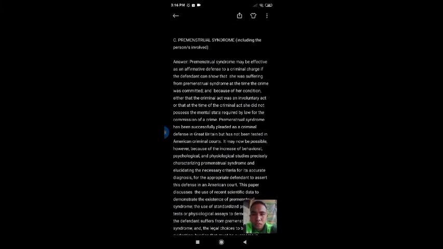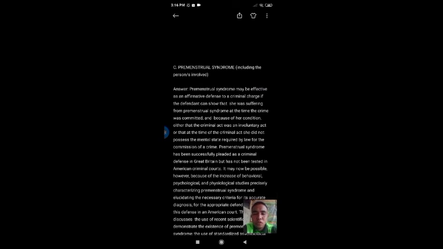Let's go for letter C, which is the premenstrual syndrome. Premenstrual syndrome may be effective as an affirmative defense to a criminal charge if the defendant can show that she was suffering from premenstrual syndrome at the time the crime was committed. So in this causation theory, it is the basis if the person is suffering from premenstrual syndrome, it can make for an excuse or something.